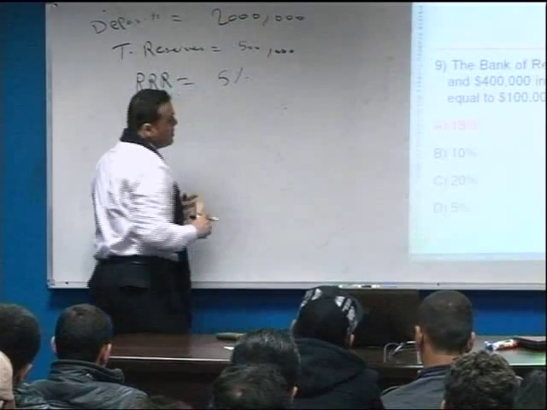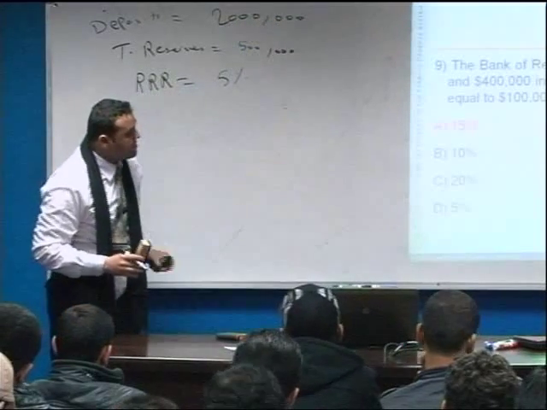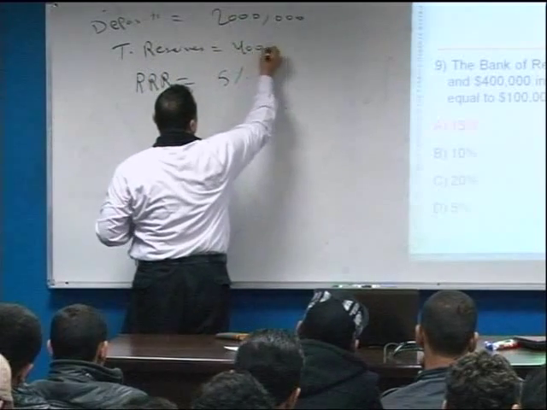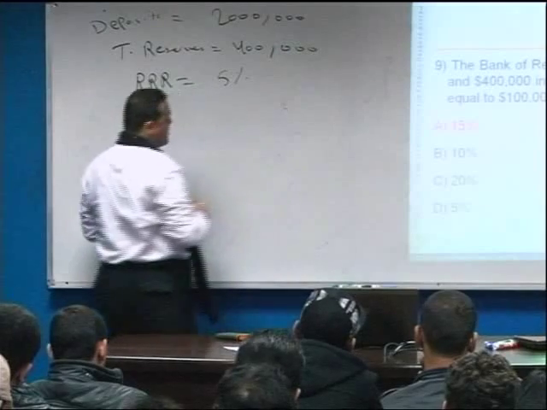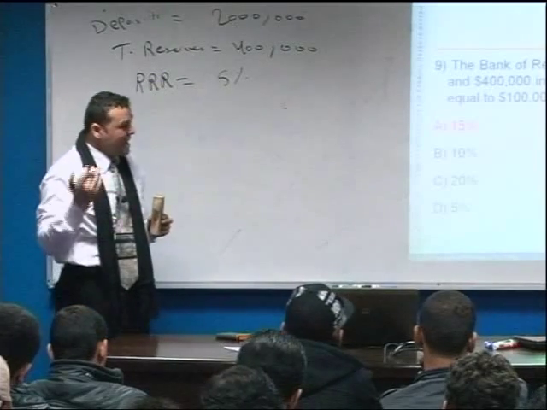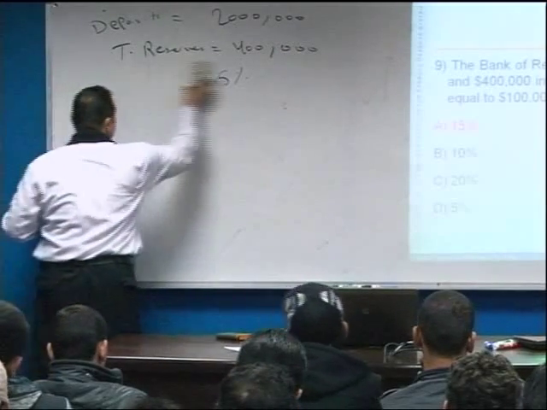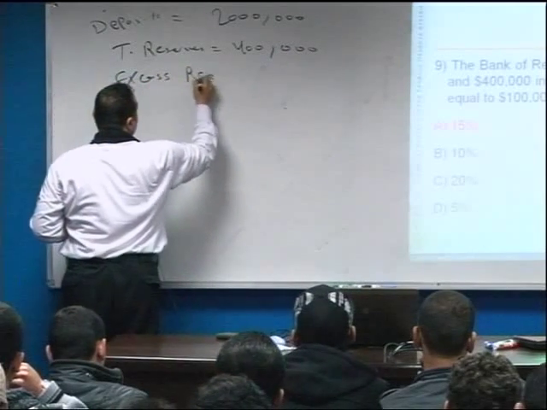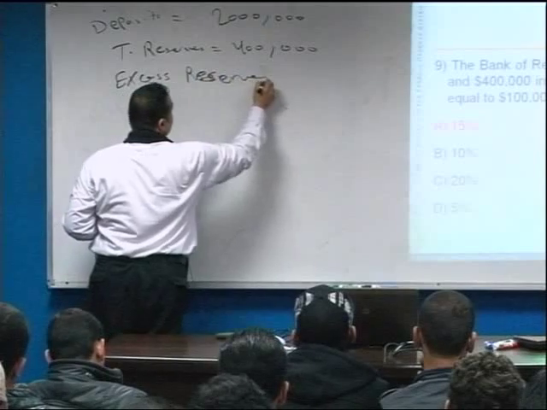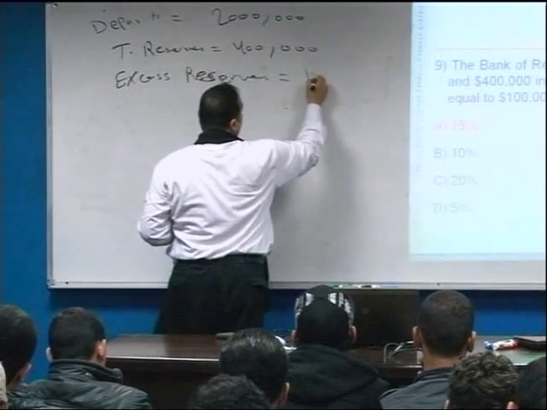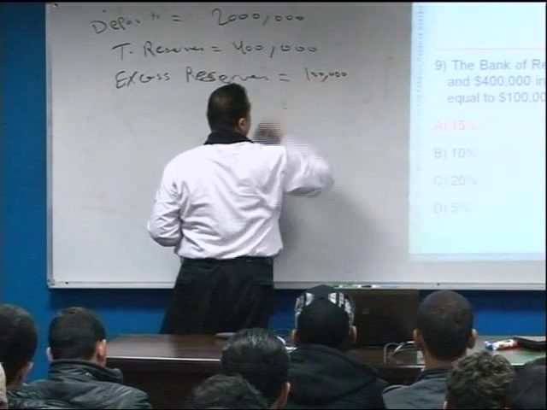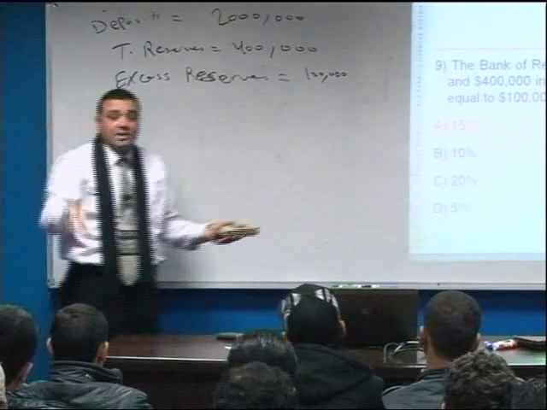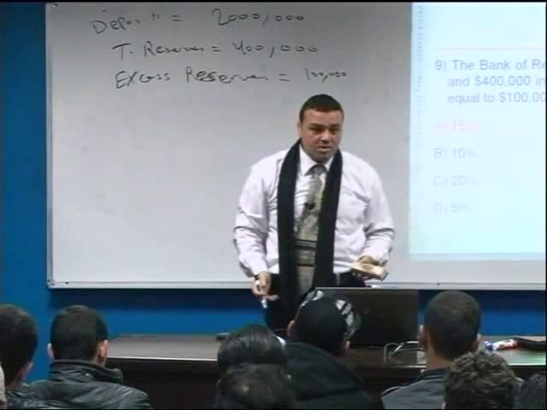Right? And the total reserves are 400,000. And if the excess reserves equal 100,000, how much is the required reserve ratio? We have to calculate the required reserve and then the required reserve ratio.